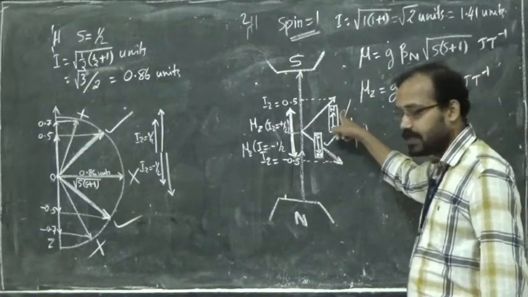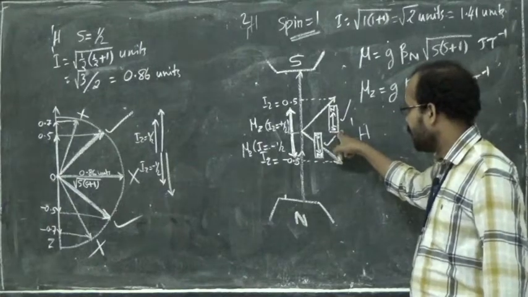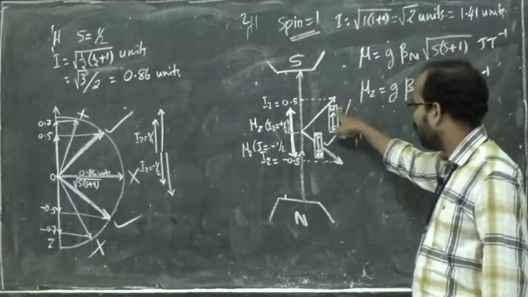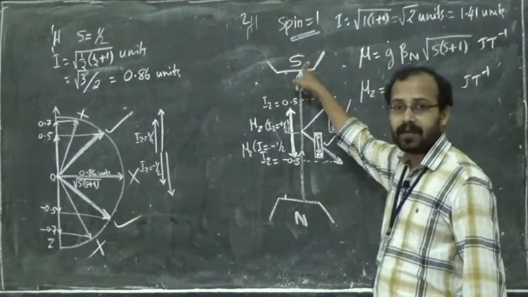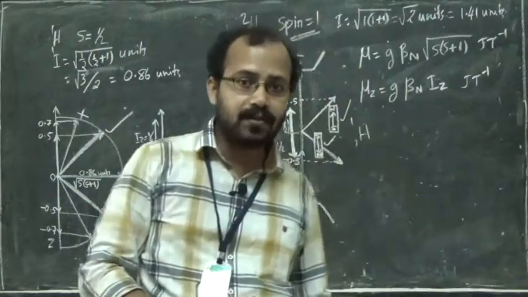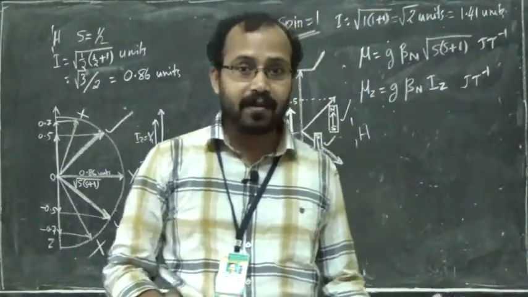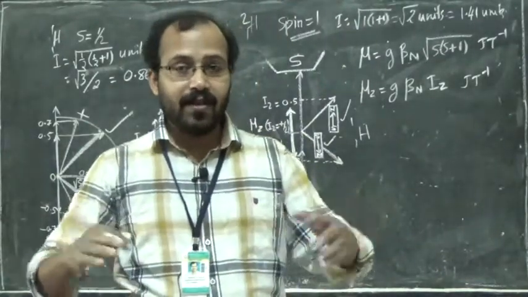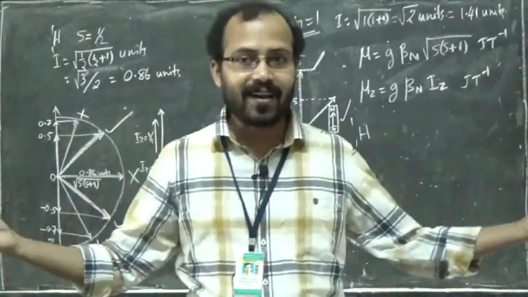Now let us check the first state. In the first state, the south pole of the nuclear magnet is near the north pole of the external magnet, and the north pole of the nuclear magnet is near the south pole of the external magnet. That is a pretty good arrangement, because south pole likes north pole and north pole likes south pole. The south pole of the tiny magnet likes the north pole of the big magnet, and the north pole of the tiny magnet likes the south pole of the big magnet. Pretty good arrangement. They are happy, right?